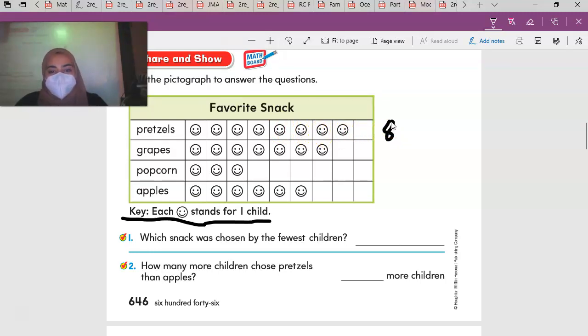How many people chose grapes? 7. 3, 4, 5, 6, 7. How many people chose popcorn? 3. And how many people chose apples? 6. Excellent. So which snack was chosen the fewest by children? Popcorn. So what are we going to write on the line? Popcorn.